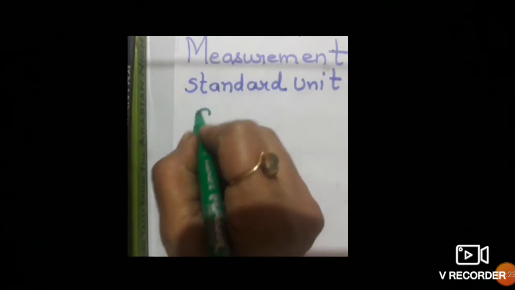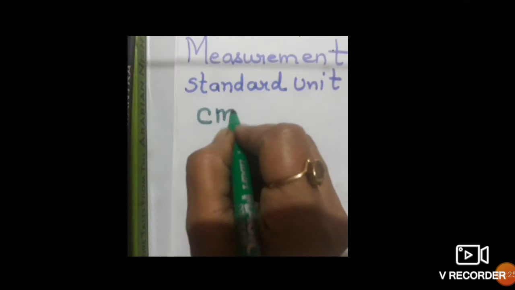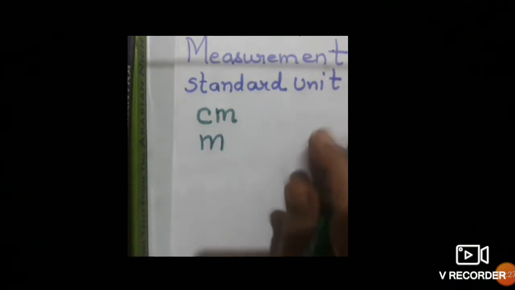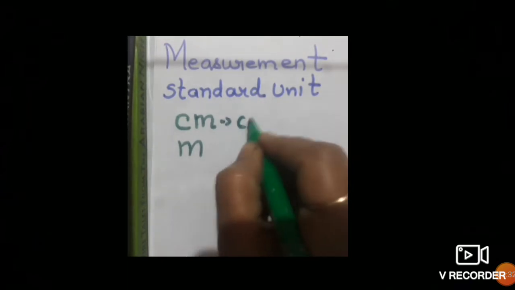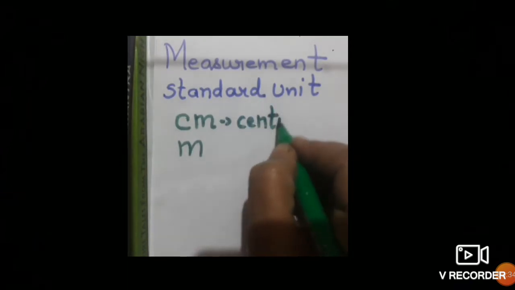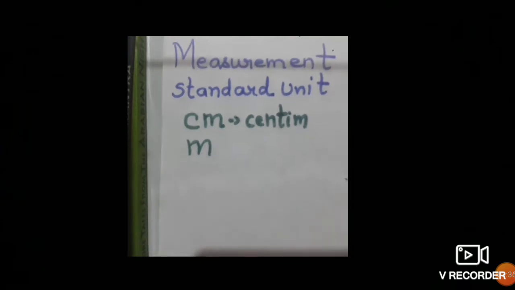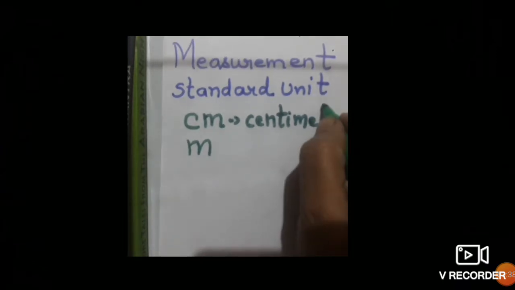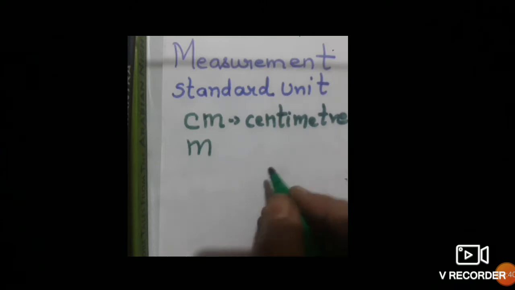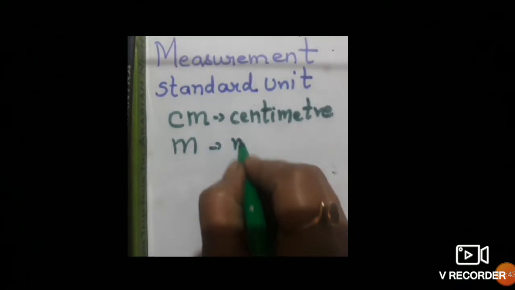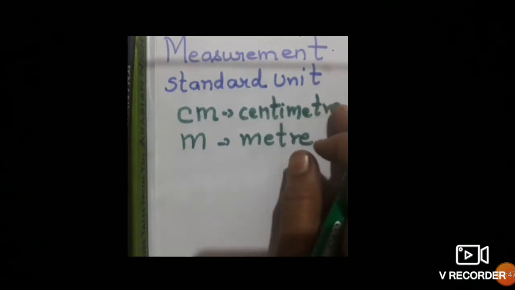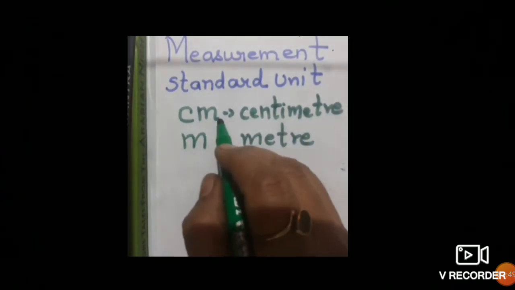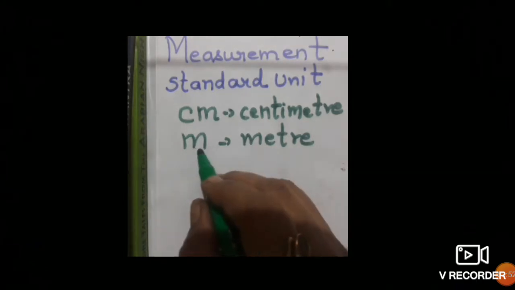That is called centimeter and meter. You know what cm is? This is a short form of centimeter. C means centi and M means meter. This is called centimeter. And what is this? This is meter. So every time you don't have to write centimeter in full. For centimeter you write cm and for meter you write m.